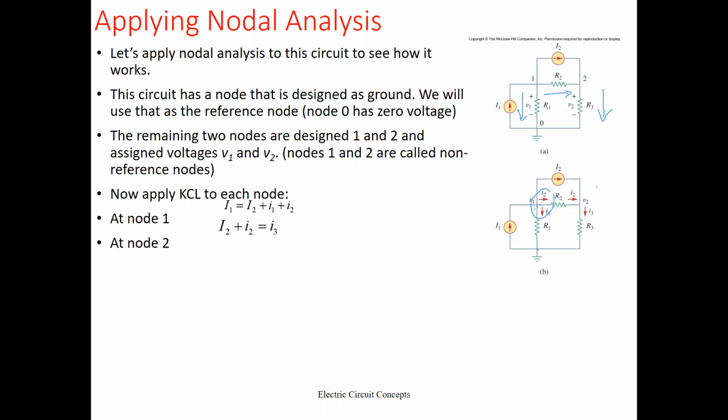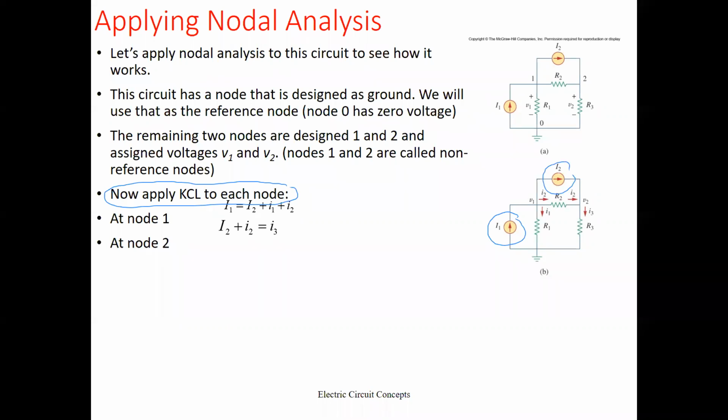So again, there are 2 steps you need to do before you start applying KCL. Assign the non-reference nodes, the nodes that are not connected to the ground. And then the second thing, assign the current directions that pass through the resistors. These currents here, I1 and I2, have already been assigned their direction, so you cannot change them. And then after that, step number 3 is to apply the KCL to each node.